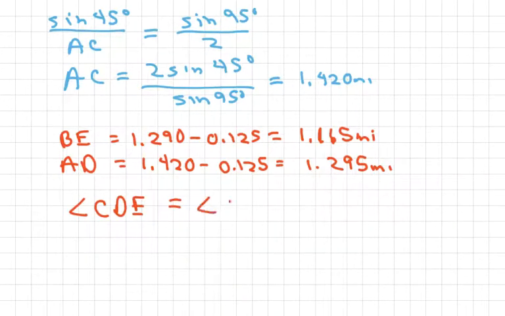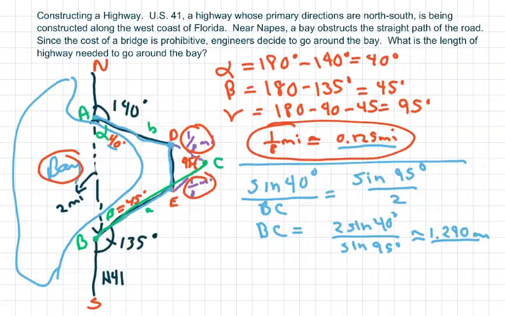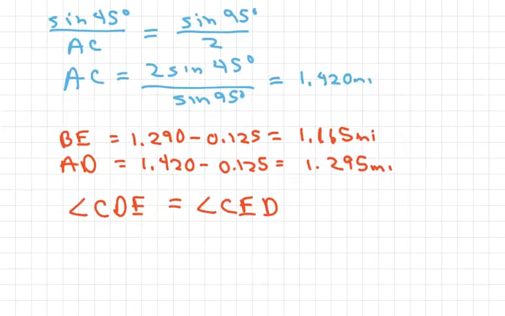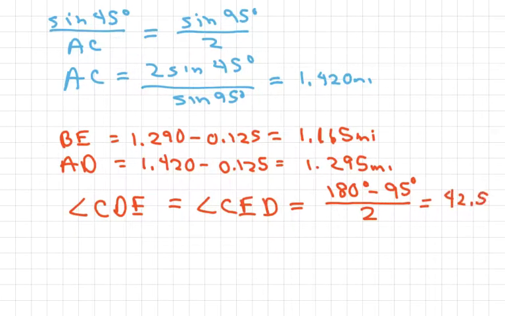Okay, so for our isosceles triangle, we have the angle of CDE equals the angle of CED, because this is an isosceles triangle. So right here, these should be the same. Okay, so basically, this equals 180 degrees minus 95, divided by 2, which equals 42.5 degrees.